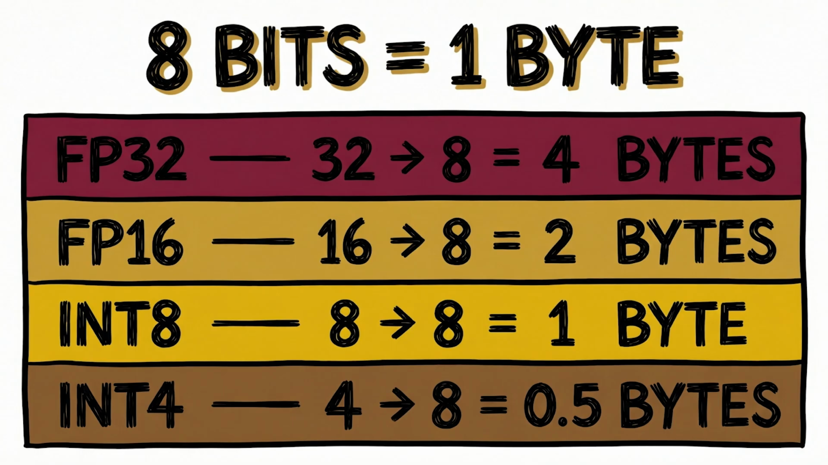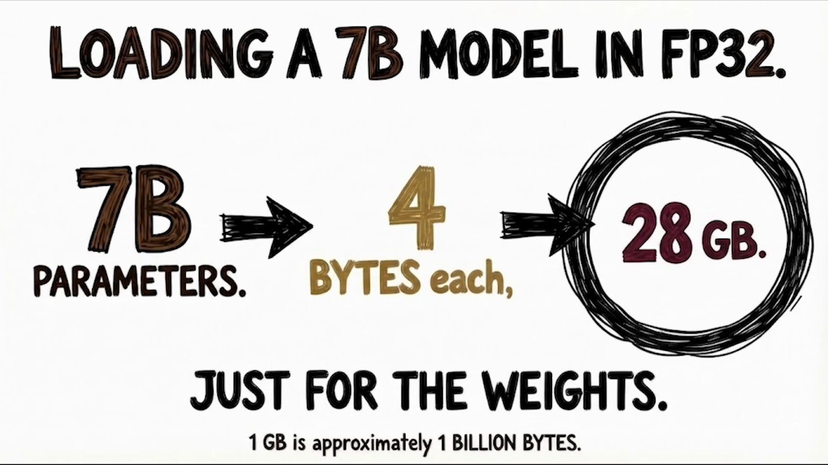Since 8 bits equals 1 byte, converting from bits to bytes is straightforward. FP32 will be stored using 4 bytes. FP16 and BF16 will use 2 bytes. Int8 will use 1 byte. And Int4 will use 0.5 bytes. Let's apply that to a 7 billion parameter model.